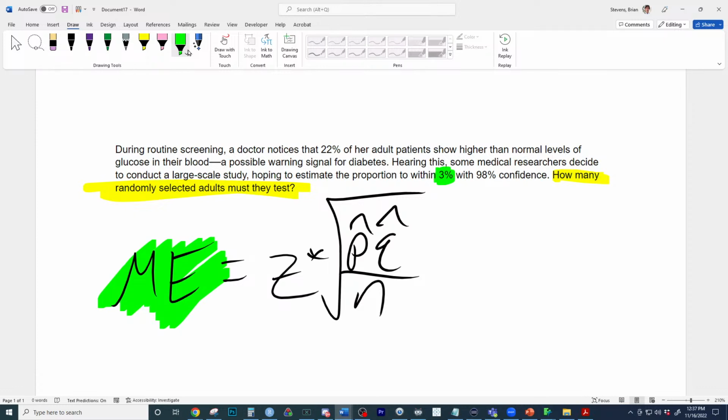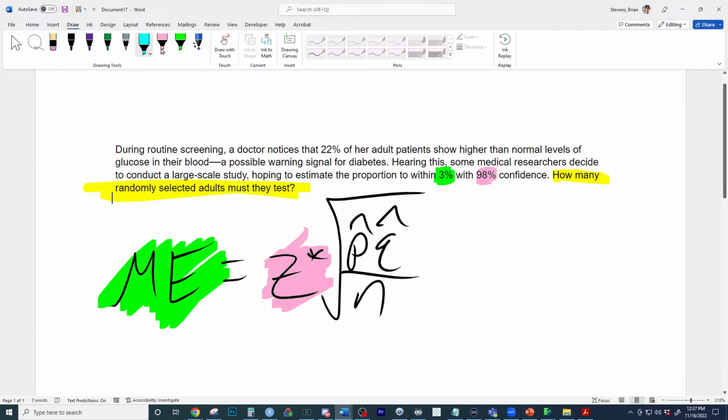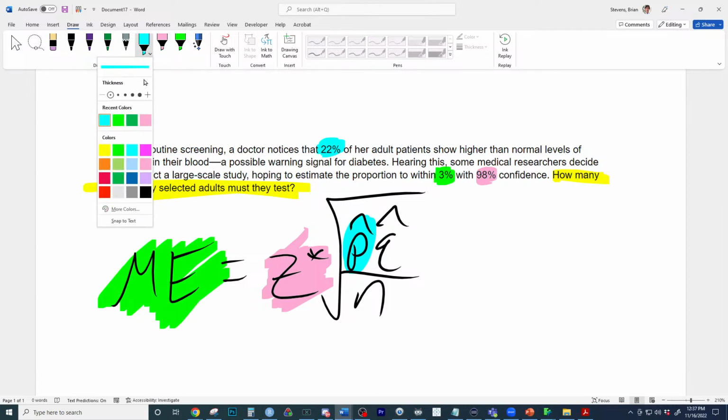They have estimated that, with 98% confidence, we'll use that here in a second, 98% confident, and she notices that 22%, 22%. So what else can I find right now? What else can I find?